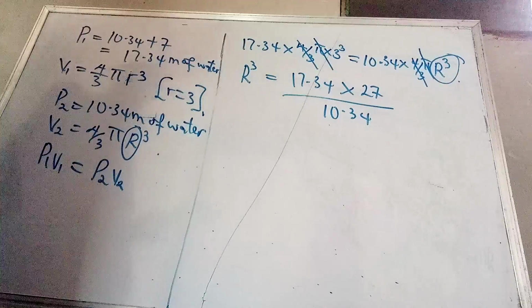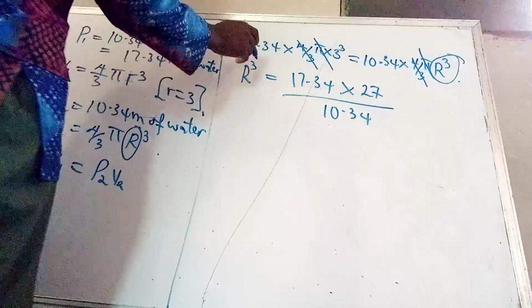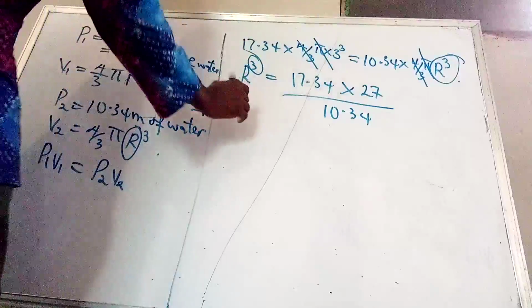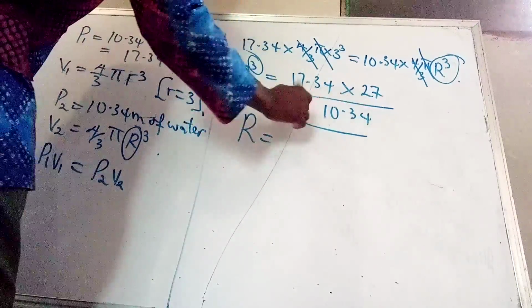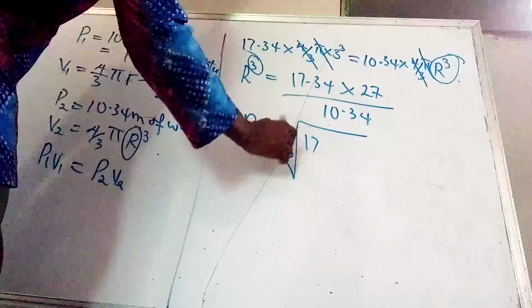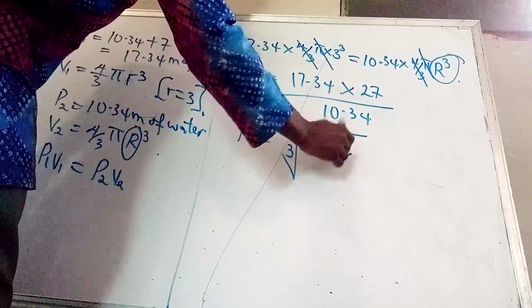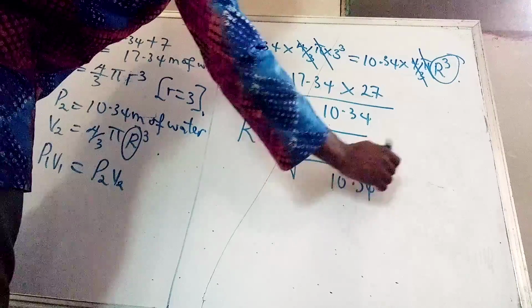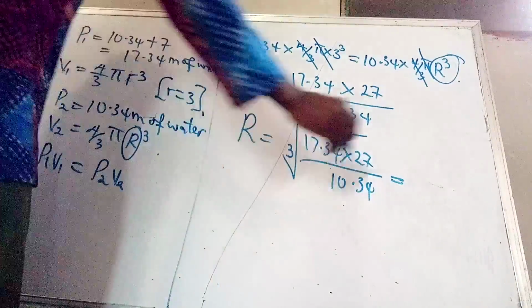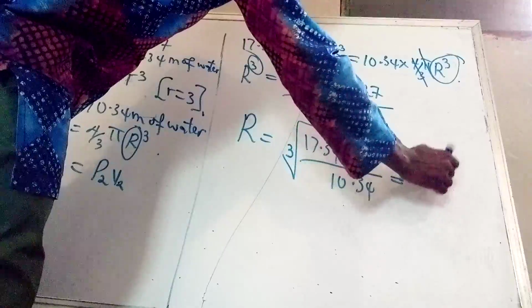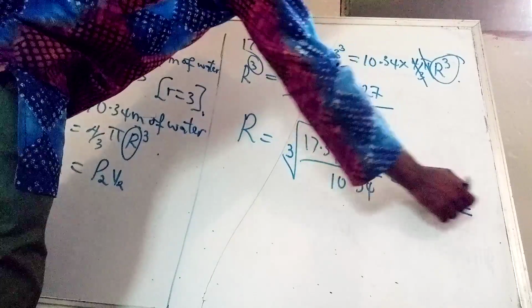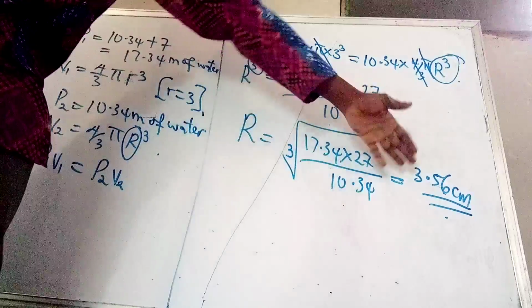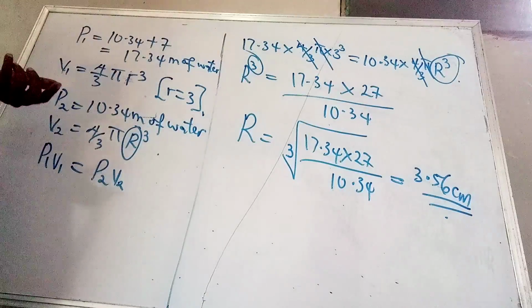It is important you know how to make a parameter the subject of any given formula. That is where your mathematics plays an important role. So when you remove this cube here, what do you do? You take the cube root. That means r will be the cube root of 17.34 times 27 divided by 10.34. By calculation, we get 3.56 centimeters.